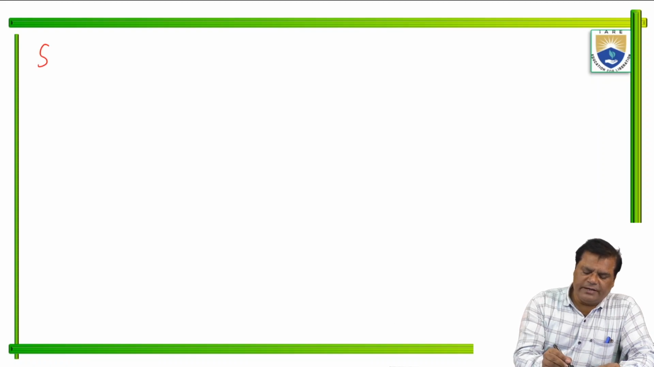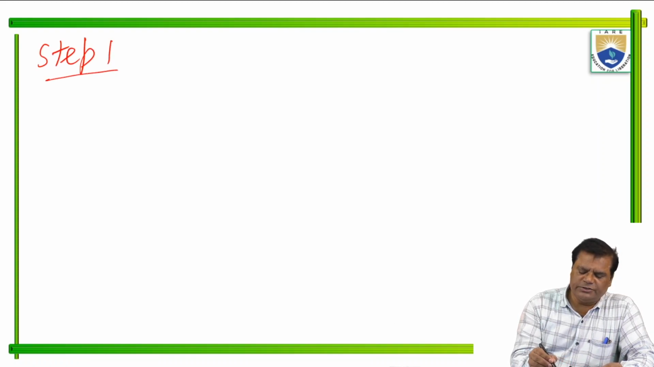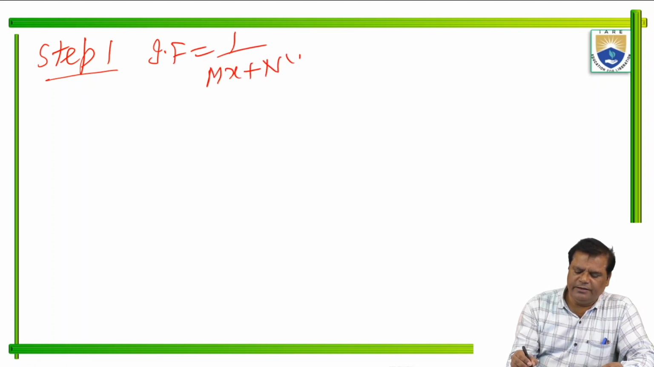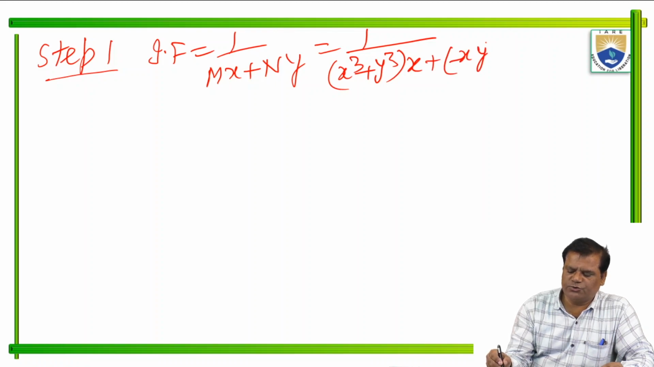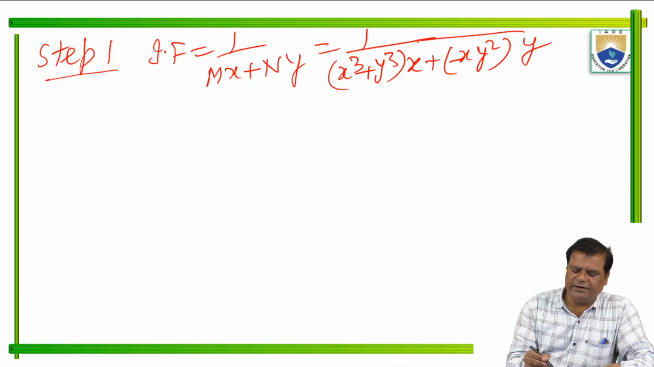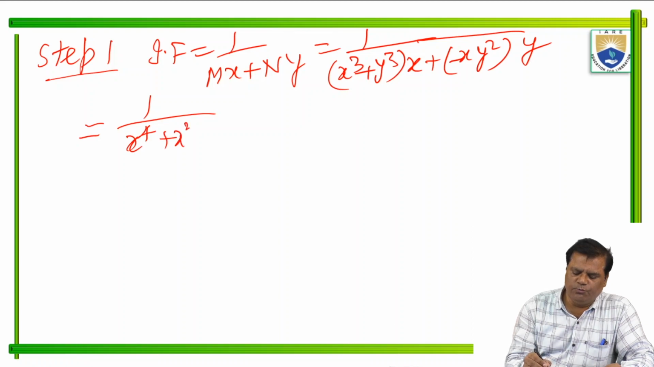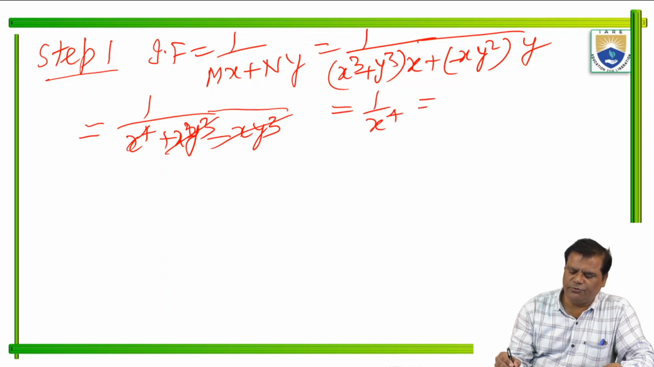Now I am solving here. Step 1, integrating factor IF. This is 1 upon Mx plus Ny. This is 1 upon (x cube plus y cube) into x plus (minus xy square) into y. So this equals 1 upon x to the power 4 plus xy cube and minus xy cube. So this term is cancelled. So we get here only x to the power 4. This is the integrating factor.